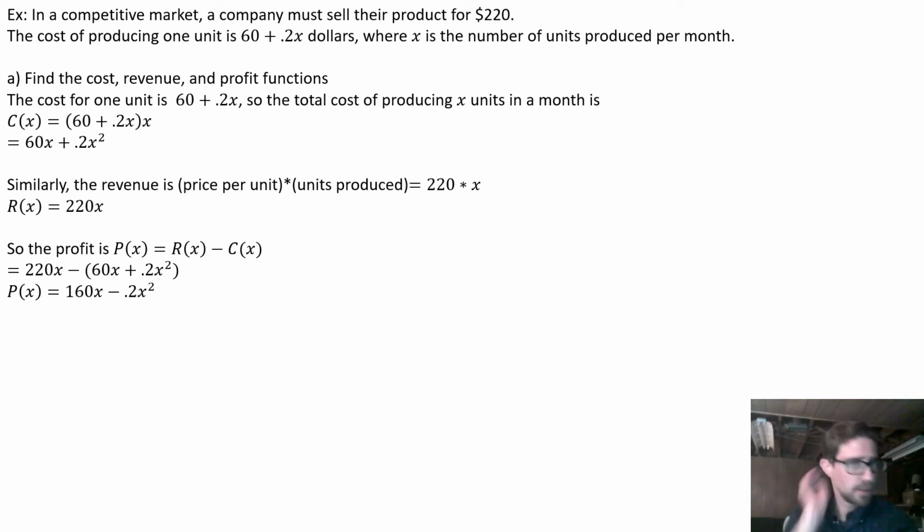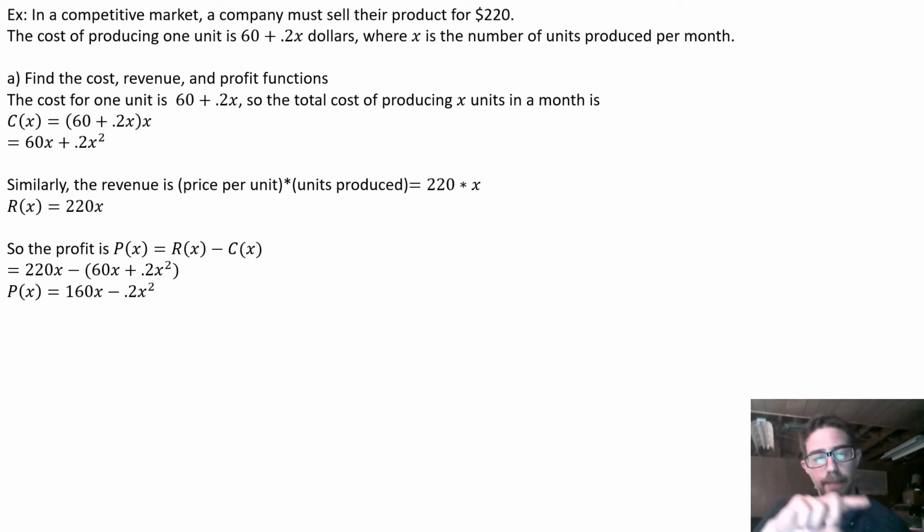Now notice a couple things. Our cost function was quadratic, right? So there would have been a local min there, because we want to minimize cost. And then our revenue is just linear, so our profit function turns out to be quadratic as well. If you think about the graph of that, that's an upside down parabola, right? So there's a vertex, and that vertex represents the maximum profit, which is good.